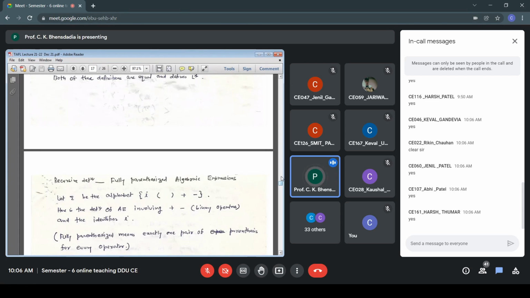Identifier is I, and the meaning of a fully parenthesized algebraic expression is exactly 1 pair of parentheses for every operator. So if I write I plus I within one pair of brackets, it is an example of a fully parenthesized algebraic expression. But if I put double brackets around I plus I, that is not fully parenthesized, because there is 1 operator plus and I have 2 pairs of parentheses. The definition is exactly 1 pair of parentheses for every operator.